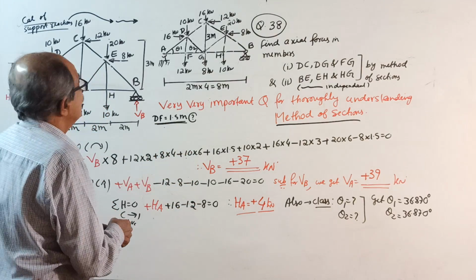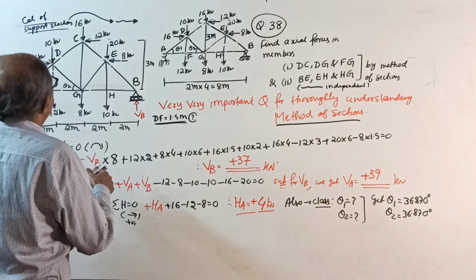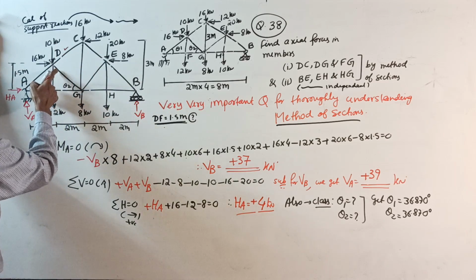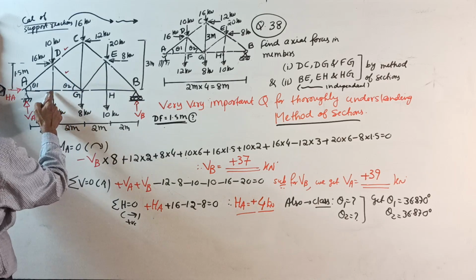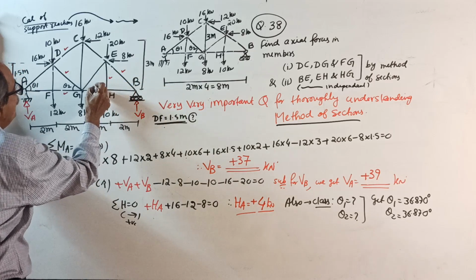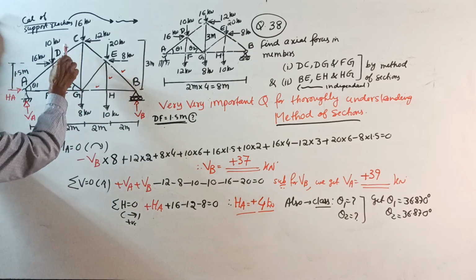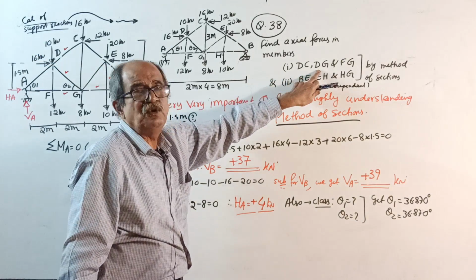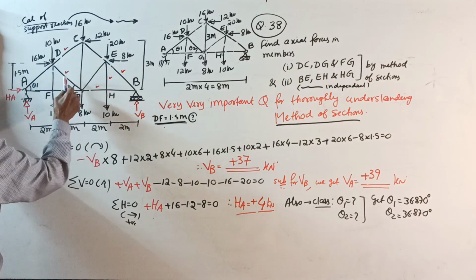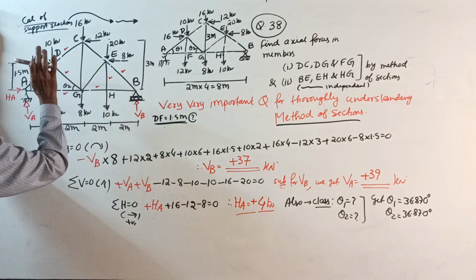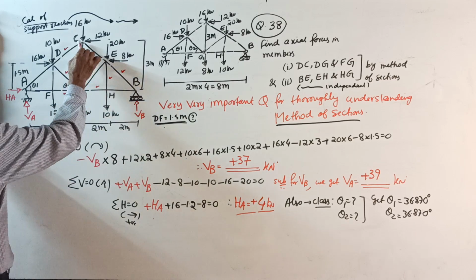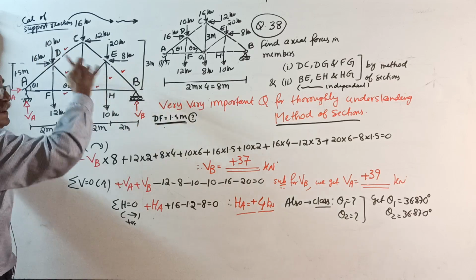Next, see, make a note here. We want to see the force in DC, then DG, and then FG. One set. The next set is this one, and this one. So, for solving the first question, we want the axial force in DC, DG and FG. Among these three, FG is a horizontal member, DC and DG are inclined members.